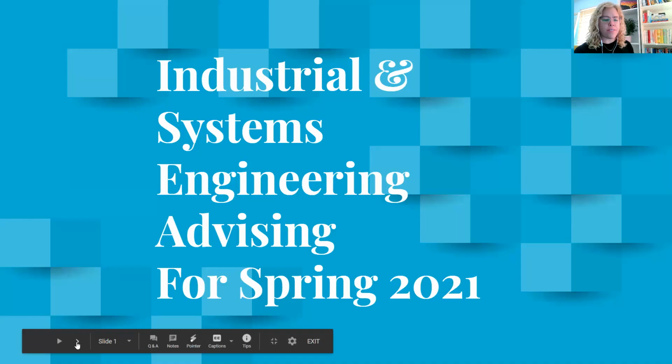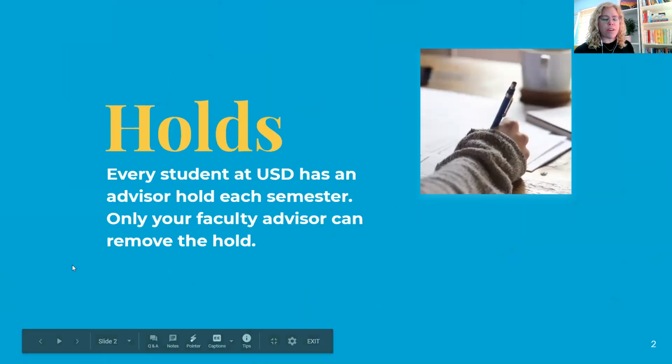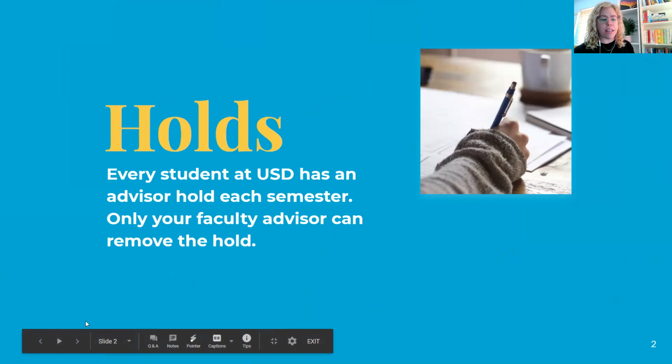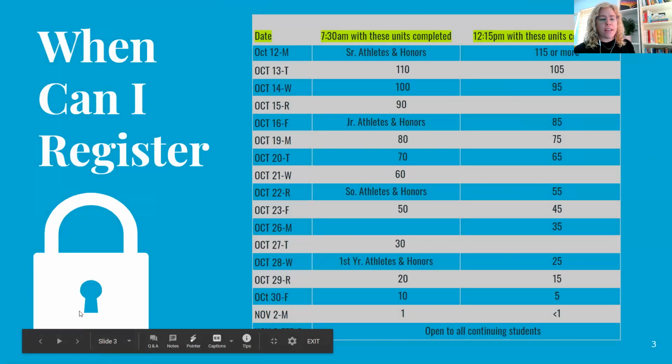This is the Industrial and Systems Engineering Spring Advising 2021 video. Just a reminder that every single student at USD has a hold on their account every semester by their advisor, so only your faculty advisor can remove that hold. At the end of this video, I'm going to tell you some next steps on how to get this done.